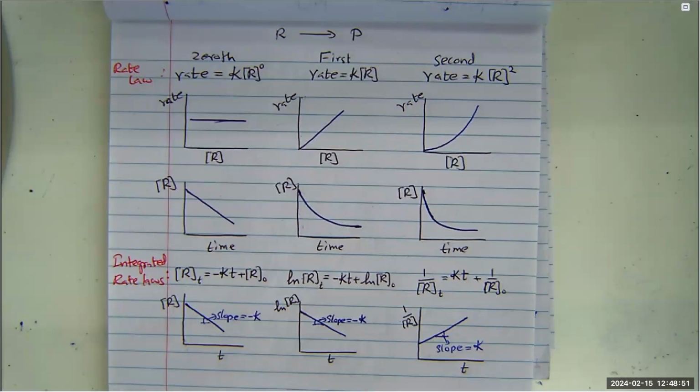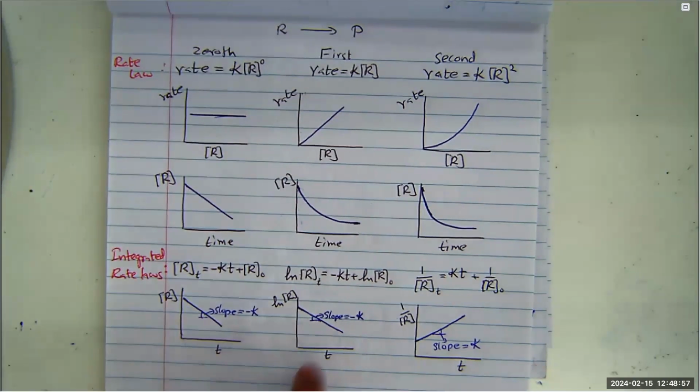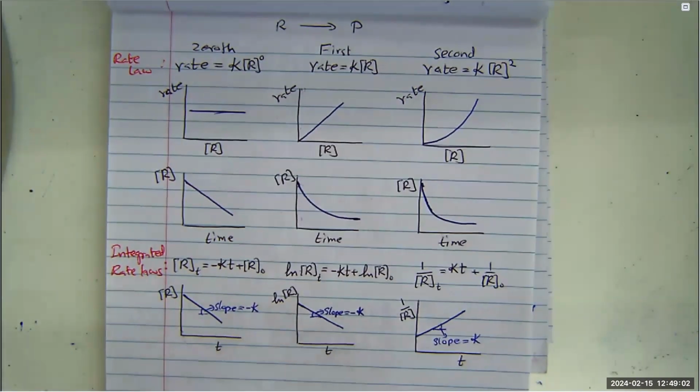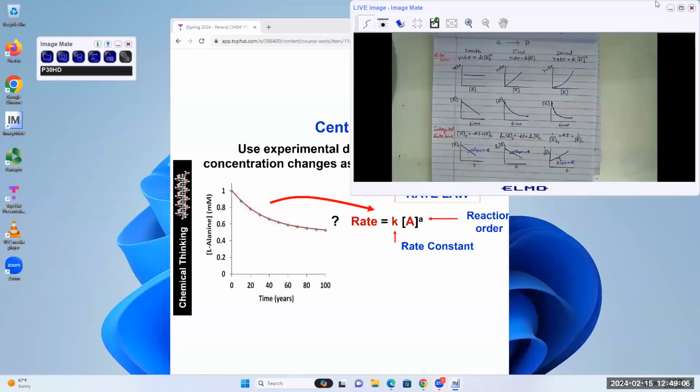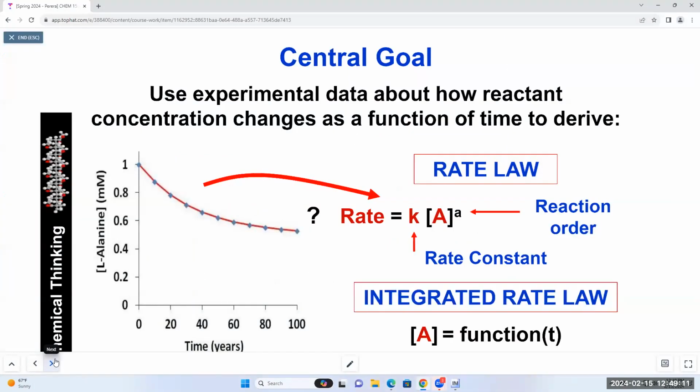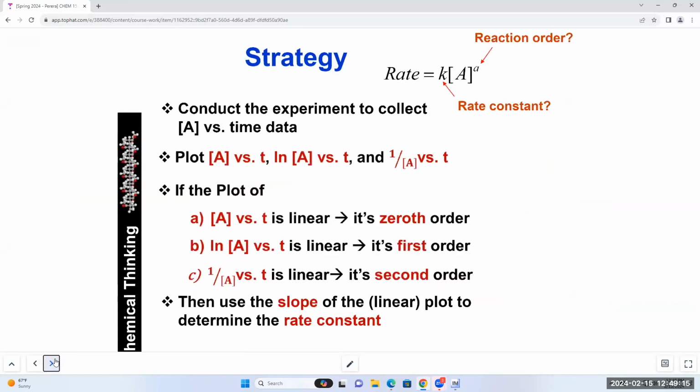All right. Now, here's the plan. Because we know how zeroth, first, and second order graphs look like, we can come up with a plan. Here's the strategy. So we go to the lab and we collect data. What data do we collect? We are going to collect concentration and time data. So that's the first thing you do when you go to the lab.